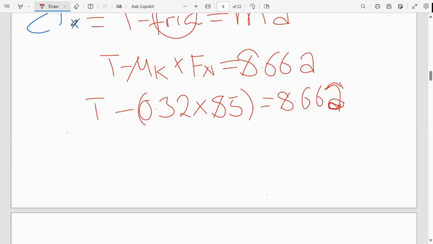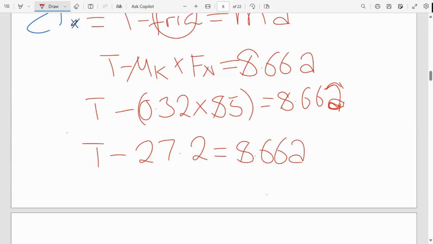Okay, so the value of our force of friction, T minus 0.32 multiplied by 85. Our force of friction has a value of 27.2. This will be equal to 8.66A, like that. So that is it for the object that is on the table. I'll label this as my equation 1.